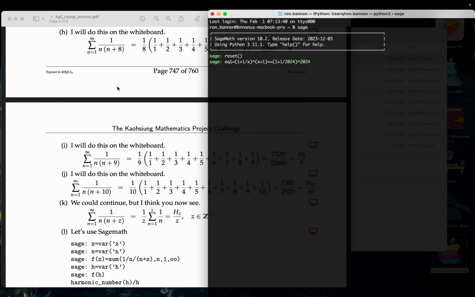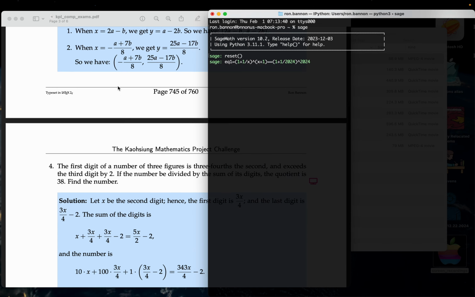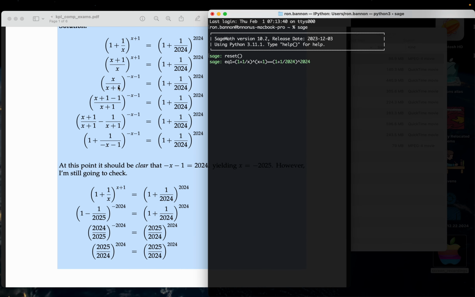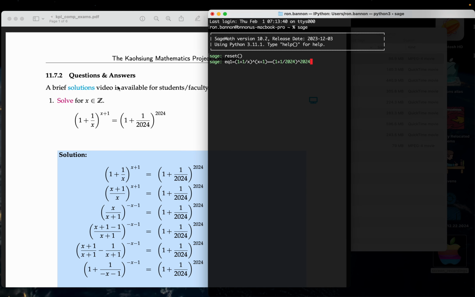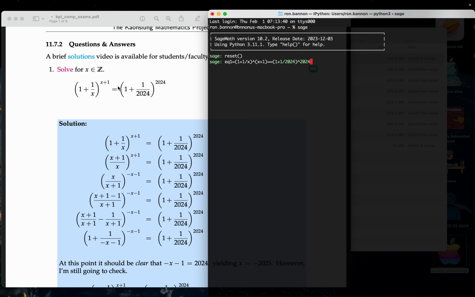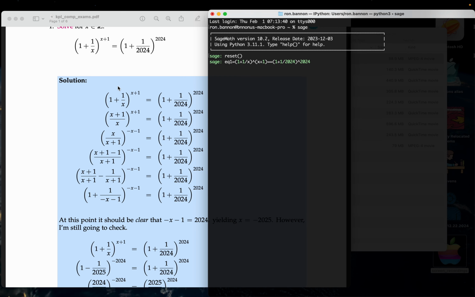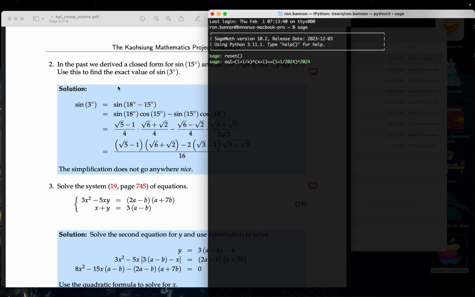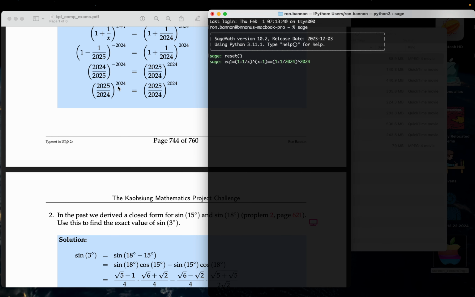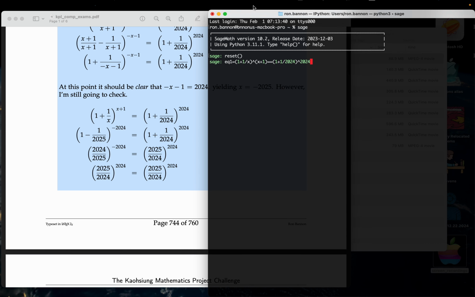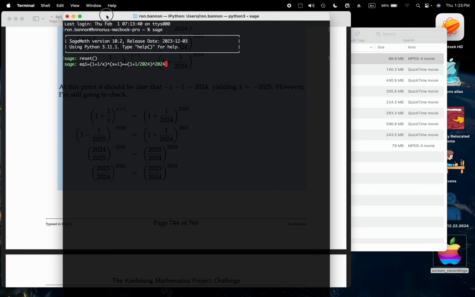Now what question is that? Let's go back over here. I think it was number 1. Use this equation over here, and solve for this thing. It says x is in Z, which is the integers, by the way. And we did that, and I think we found the answer to be minus 2025, now I recall.